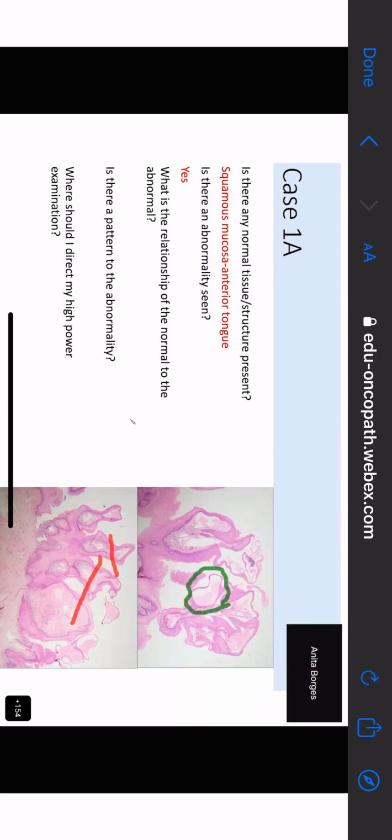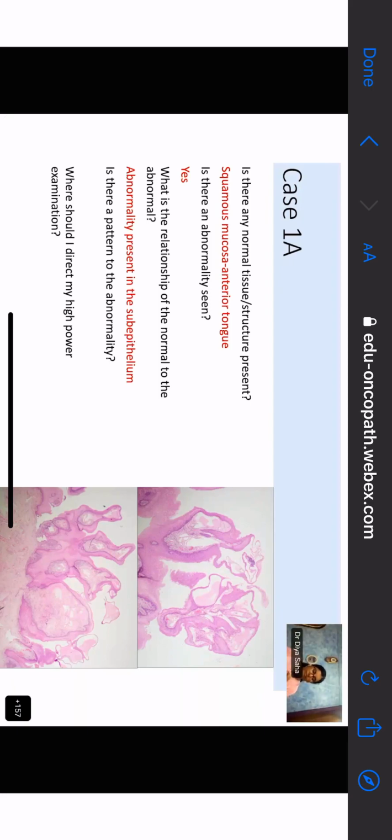So what is the relationship of the normal to the abnormal? Ma'am, the abnormality is present in the subepithelial tissue, right? It is in the stroma. So is there a pattern to this abnormality? What is the pattern? You've described it. So this is just a way of putting it all together. What is the pattern? Ma'am, back-to-back arrangement. It is dilated cystic spaces, okay?